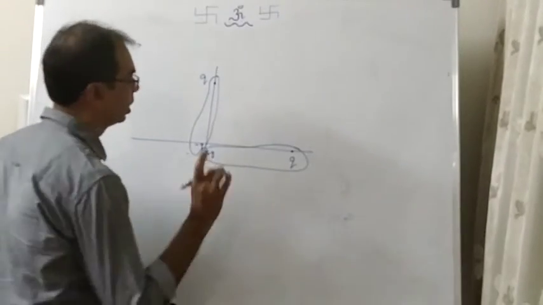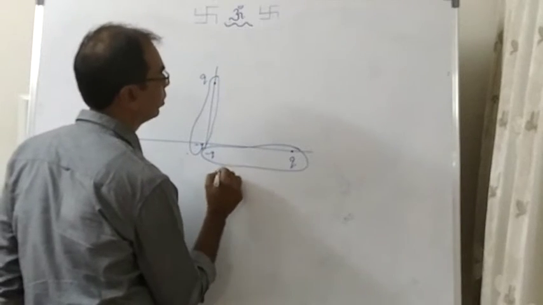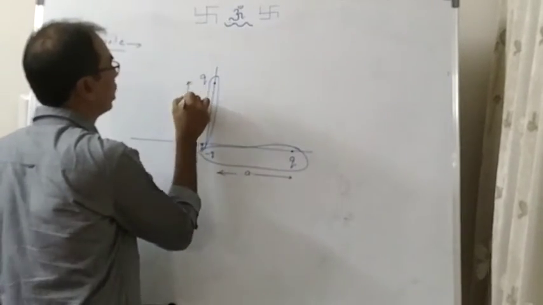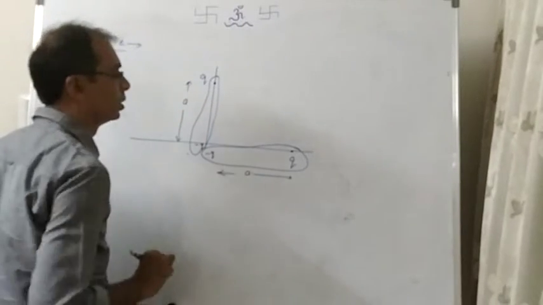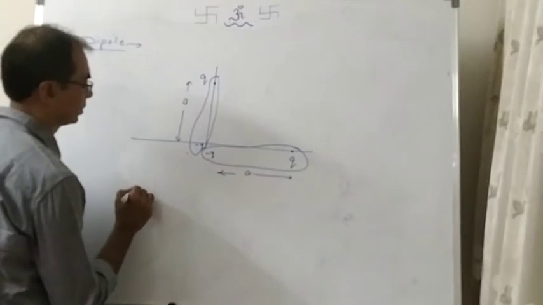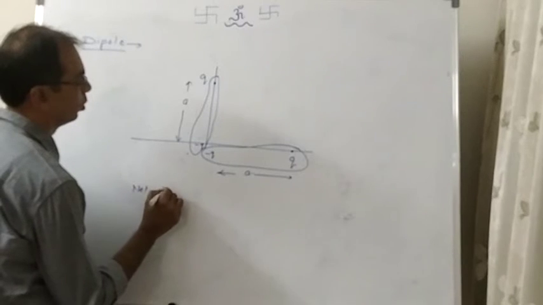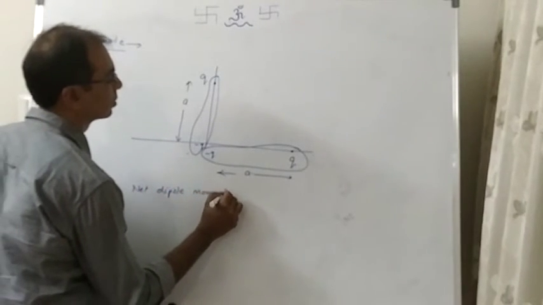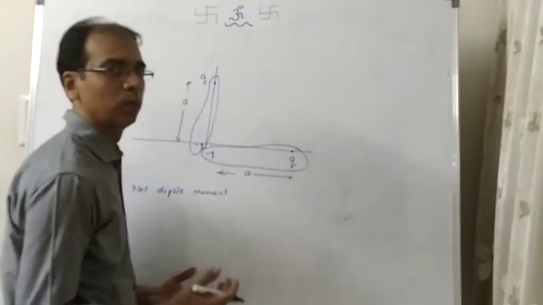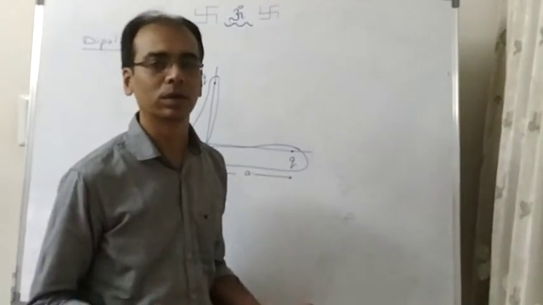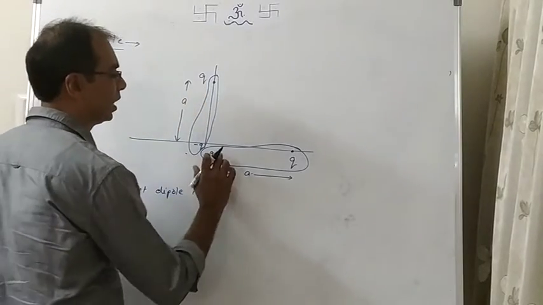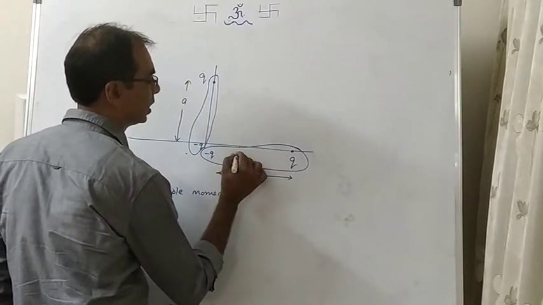Is that clear? Now suppose the separation between them is A. This is also A and this is also A. And I ask you, find the net dipole moment. This question is not related to dipole moment as such. It is actually a vector question. So one dipole moment is in which direction? From negative to positive. Its direction is like this.